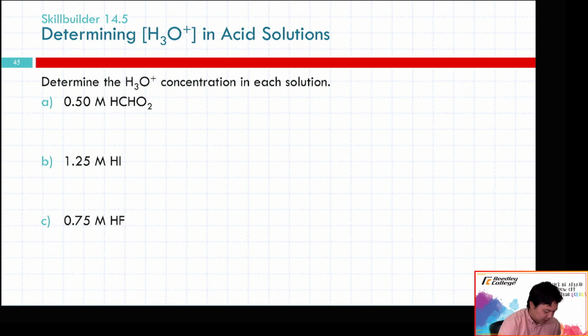Anyways, if we're just looking at these, we have 0.50 molar HCHO2. It's our formic acid. Our concentration then is going to be.